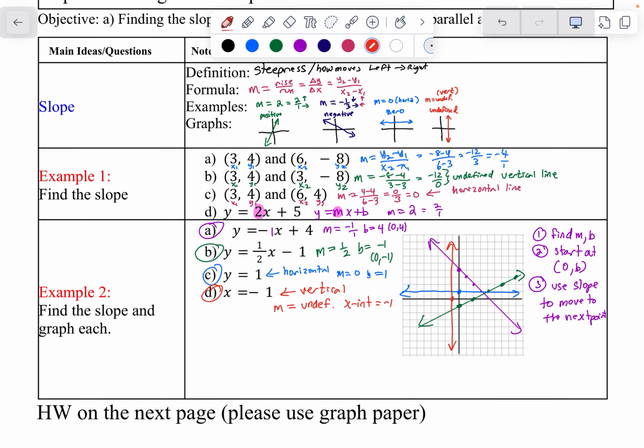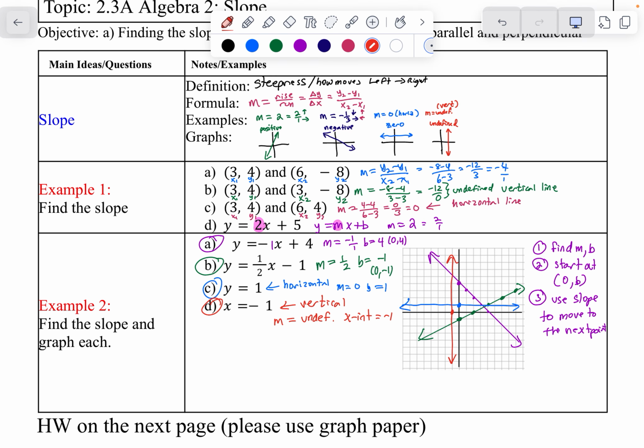So that's basically slope. We're going to explore it a little bit more tomorrow. We're going to expand upon it just a little bit in the 2-3b section, talking about parallel and perpendicular a little bit. Do we have any questions about that? Are we good with that?